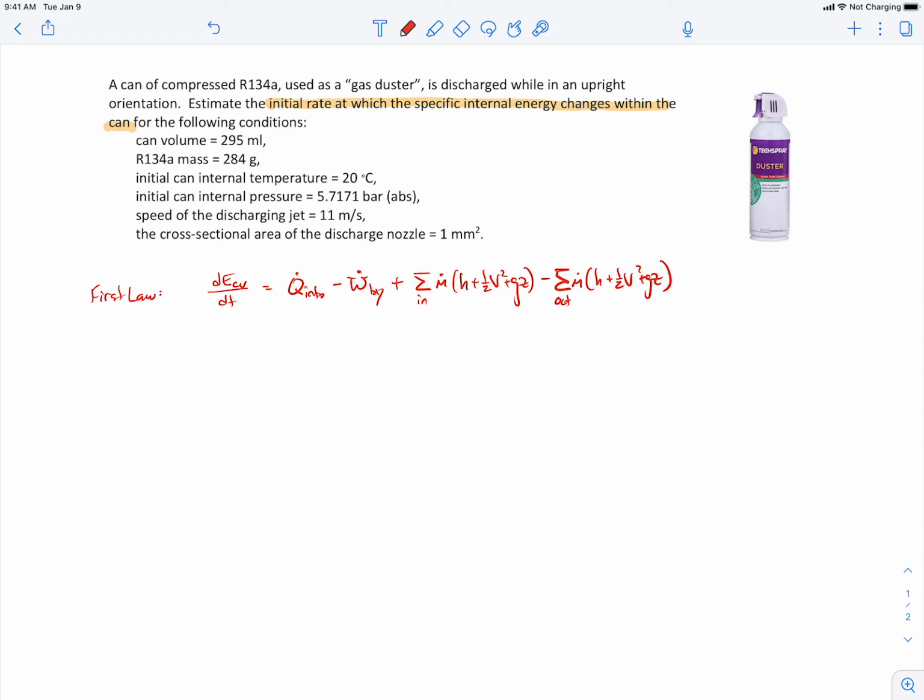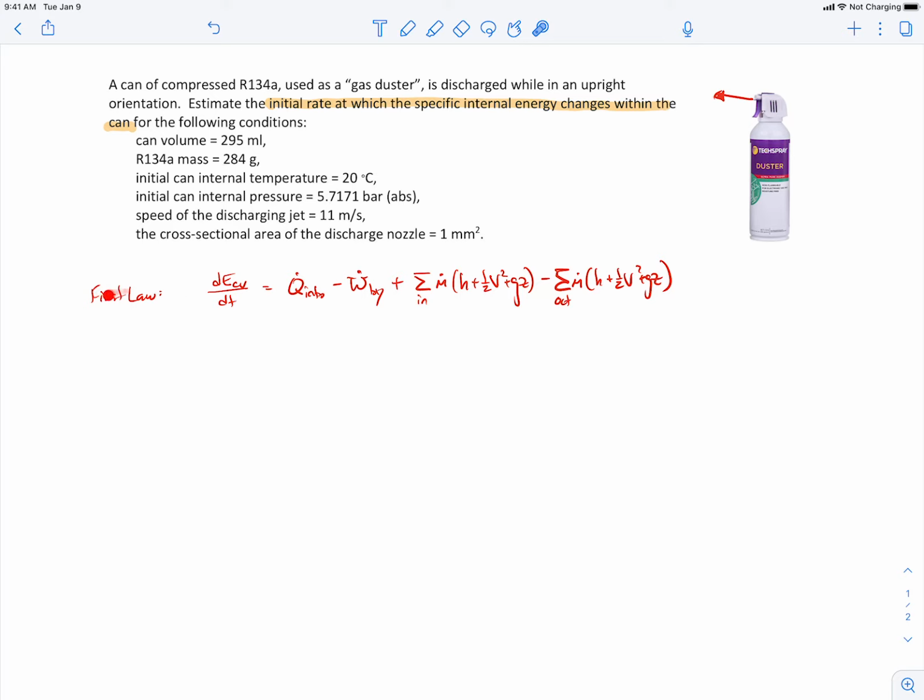Okay, and one thing to recognize is that this is an unsteady problem, right? So we're starting with a certain amount of mass inside this can, which has a certain amount of internal energy. And then as you press the nozzle here and stuff comes out of the nozzle, the mass inside and the internal energy will change. So they'll be changing with time. And in fact, that's what we're trying to find: the initial rate at which the specific internal energy changes. So it's a transient problem.